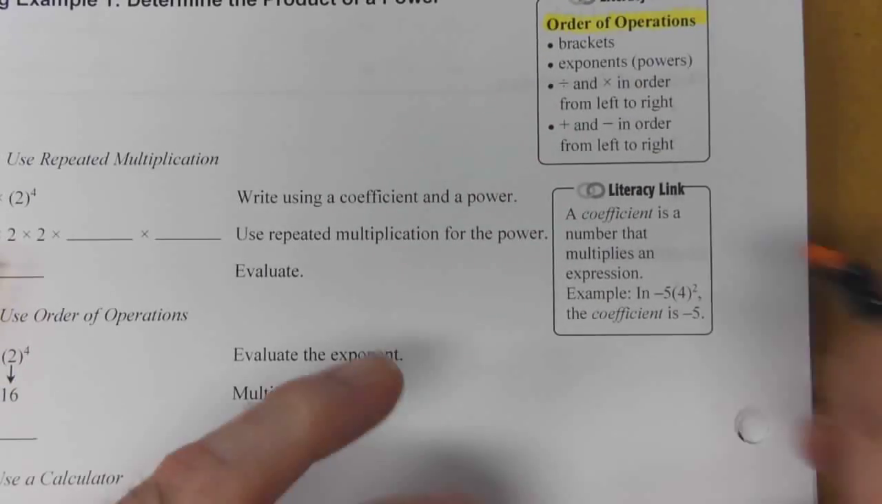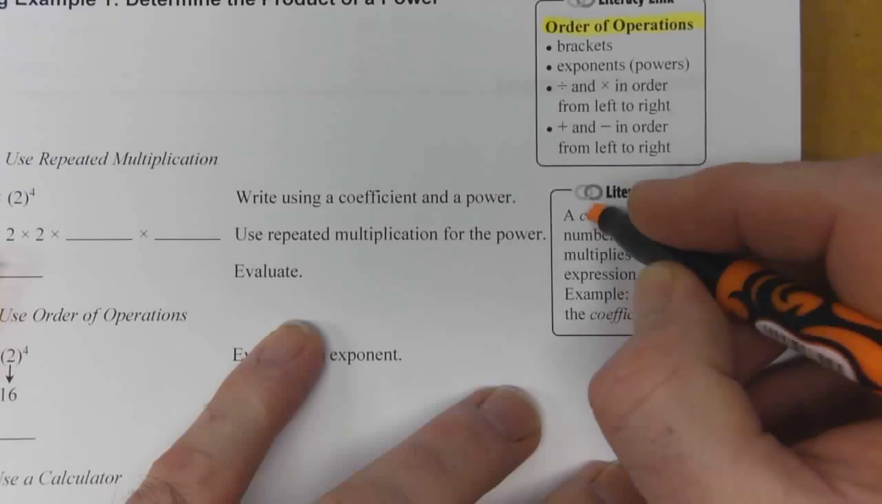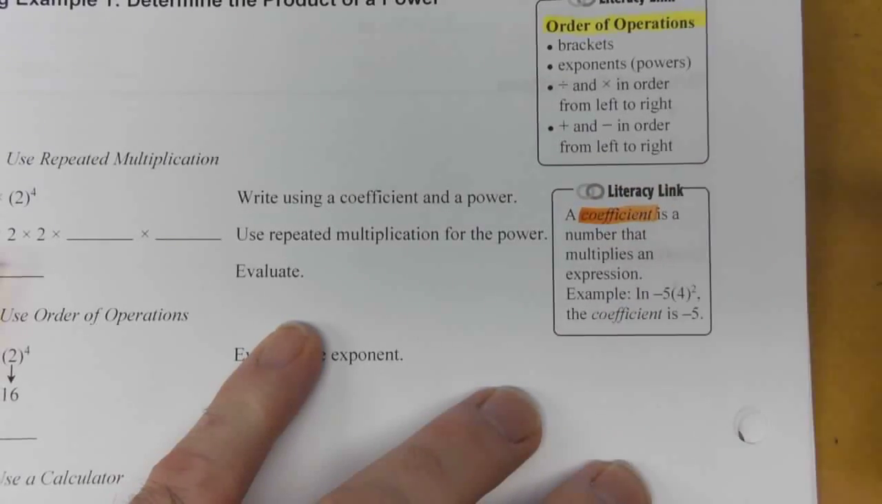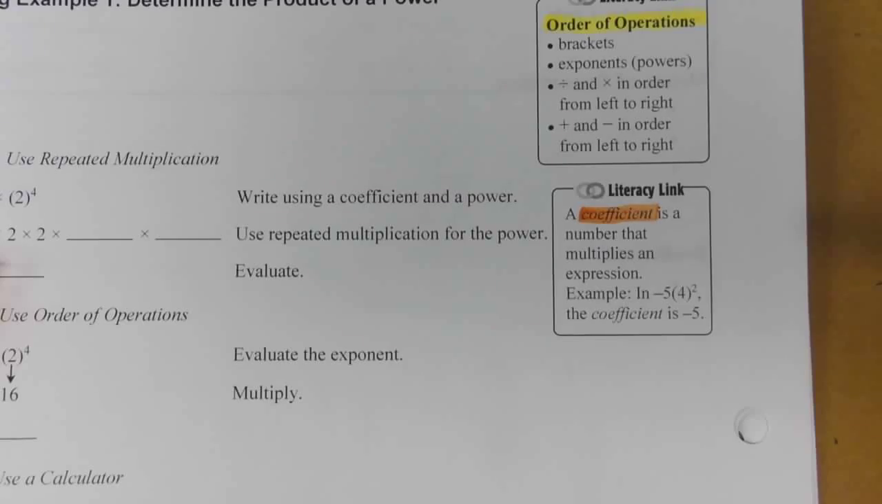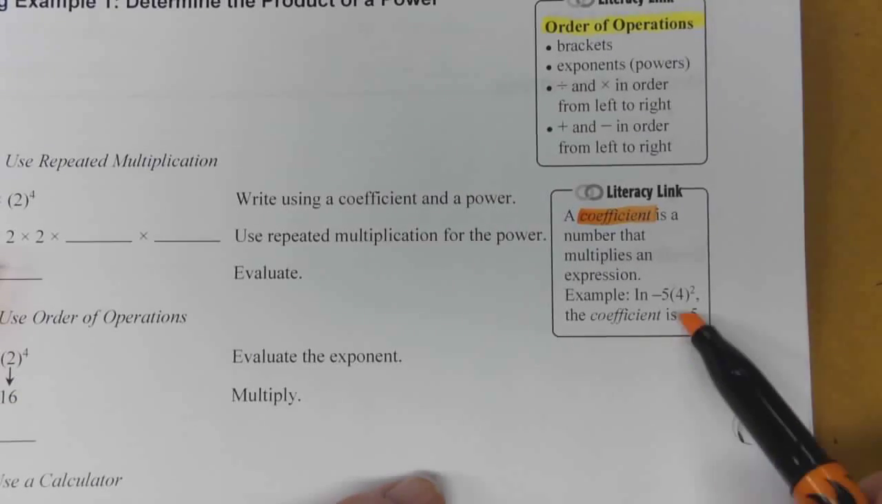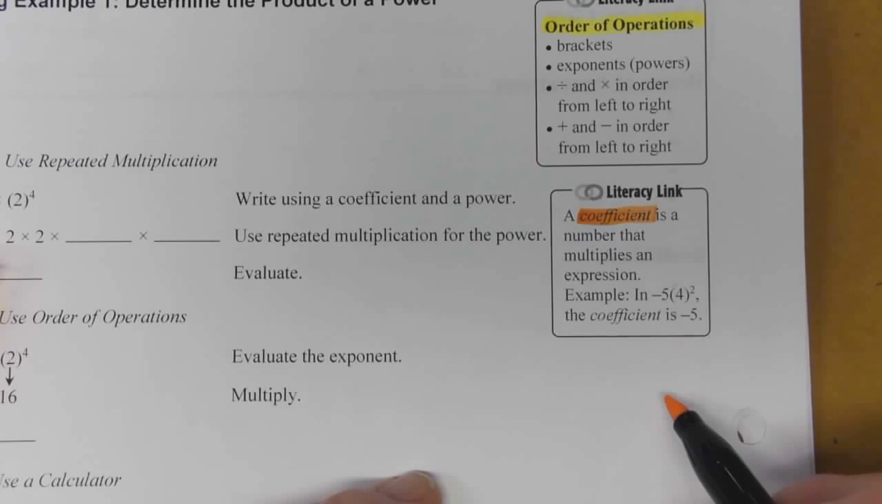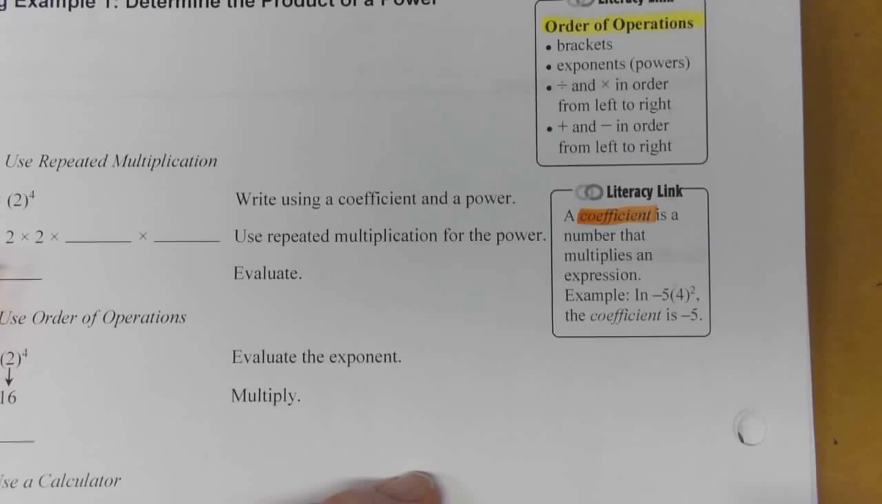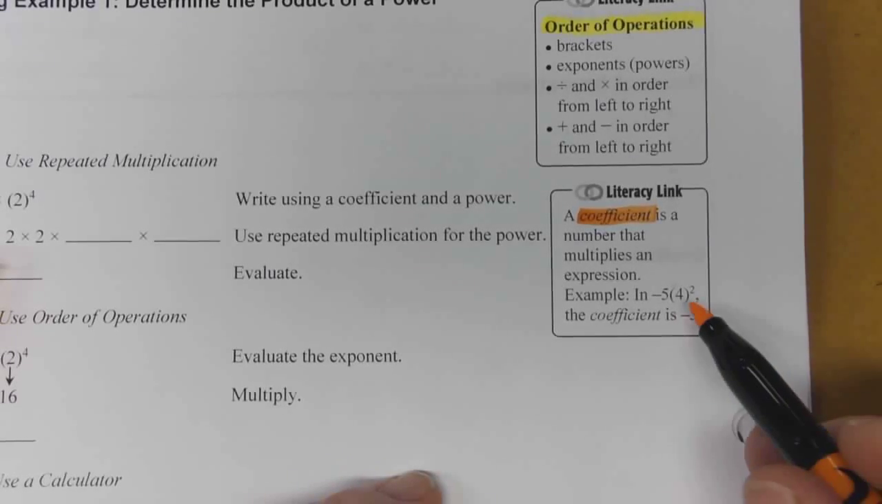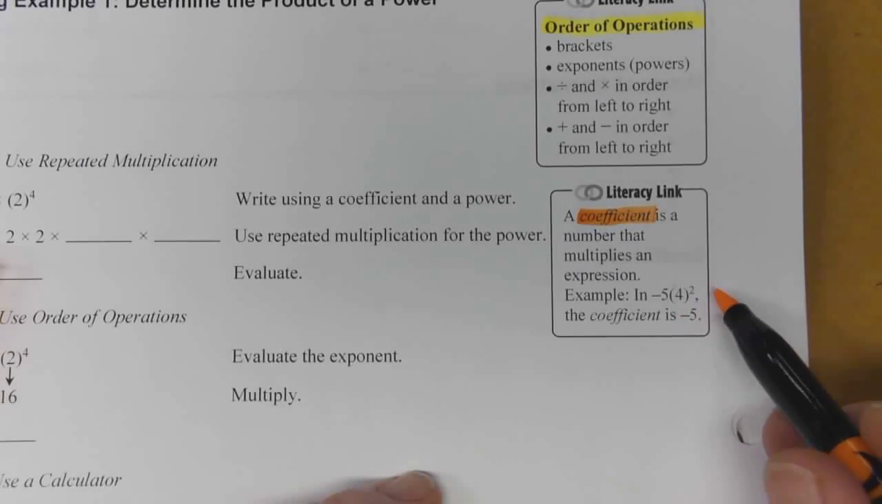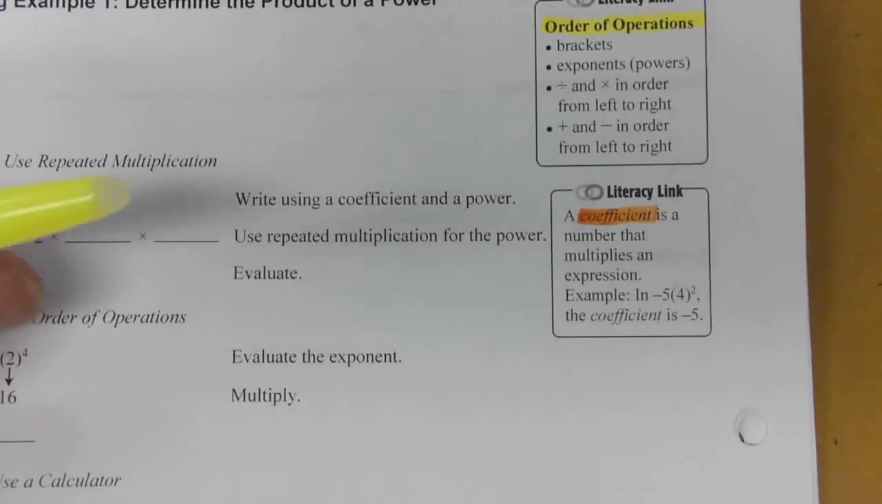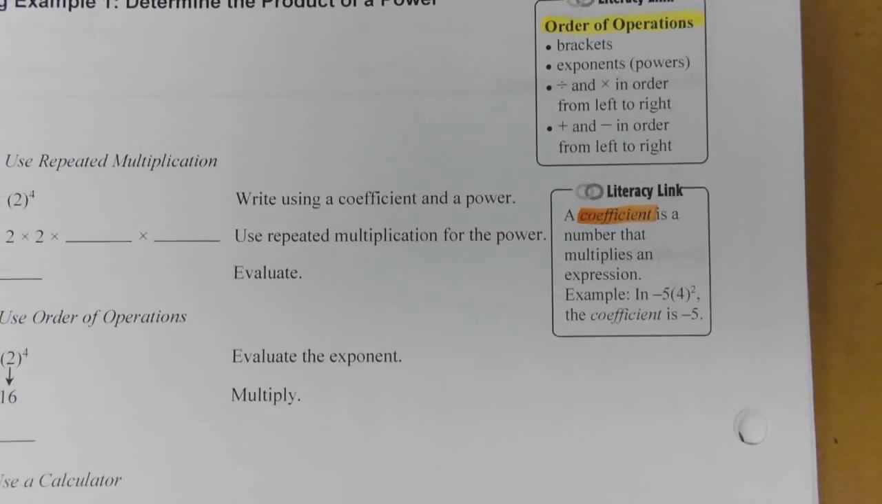Next definition is that a coefficient is a number that multiplies an expression. So for example, in this expression here, -5 times 4 squared, the coefficient is what sits in front, and that's the -5. So we've got a power 4 squared, and then it's being multiplied by -5. So that -5 is called a coefficient. It sits in front of another expression, and then it's multiplied together.